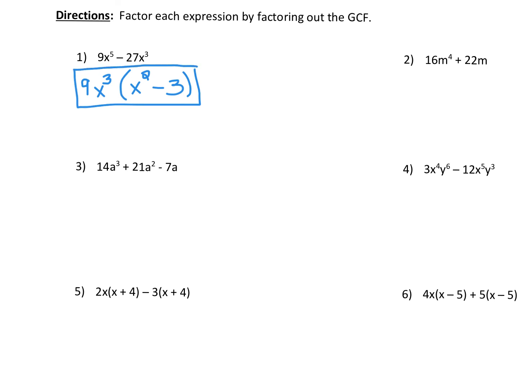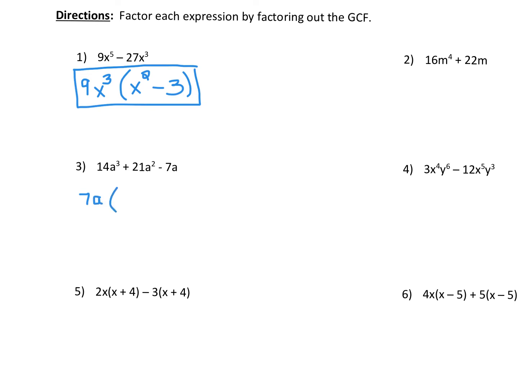Okay, number 3. So we're going to do the same thing. We're first going to look at our numbers. We have a 14, a 21, and a 7. All right, so the biggest number that divides evenly into them would be 7. And here I have a to the 3rd, a squared, and a to the 1st. So I'm looking for which one has the smallest exponent, which would be a to the 1st. Okay, I can't pull out any more a's than each term has, and this only has 1. So I'm going to pull out just an a, which means a to the 1st.